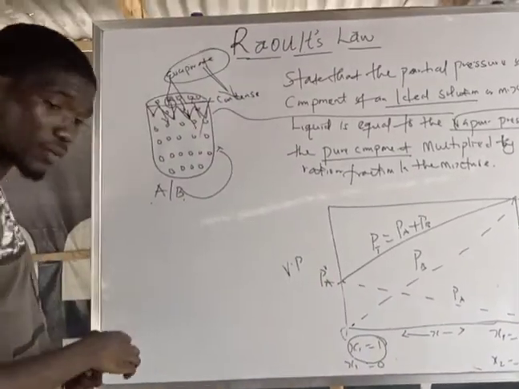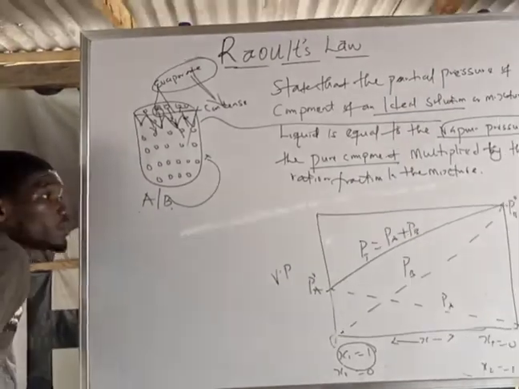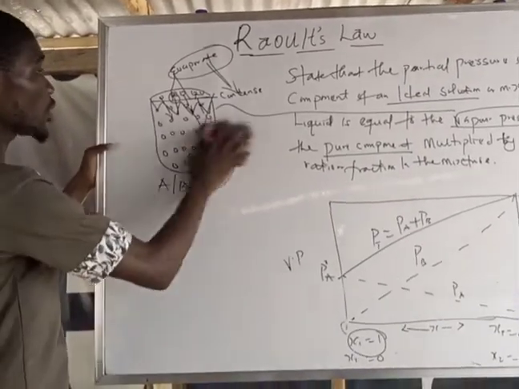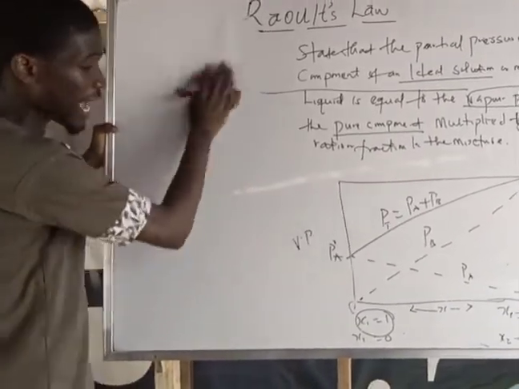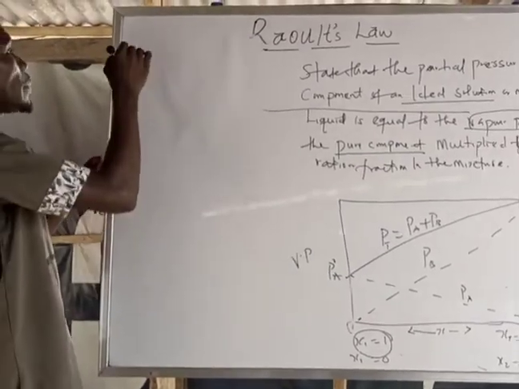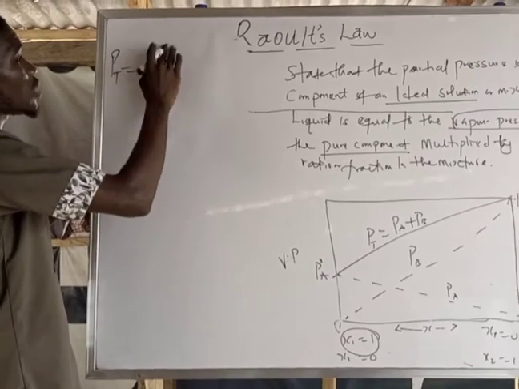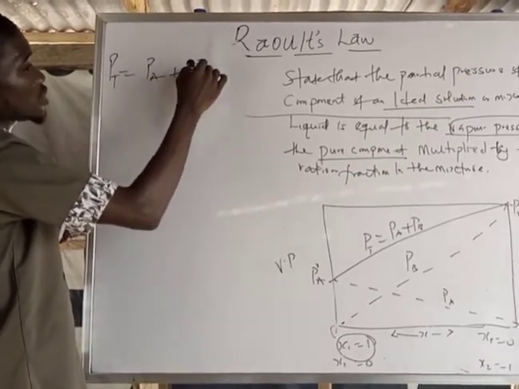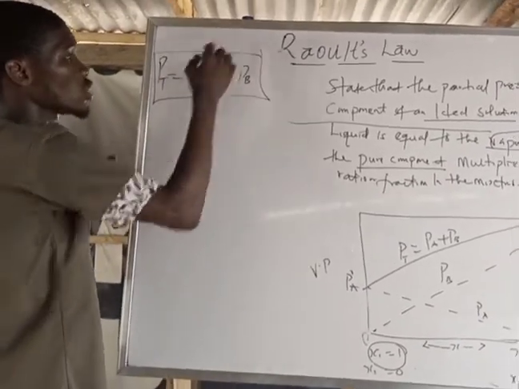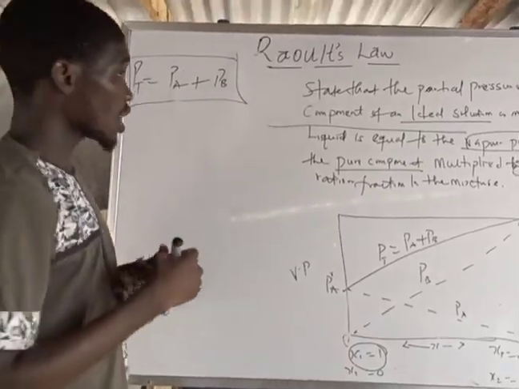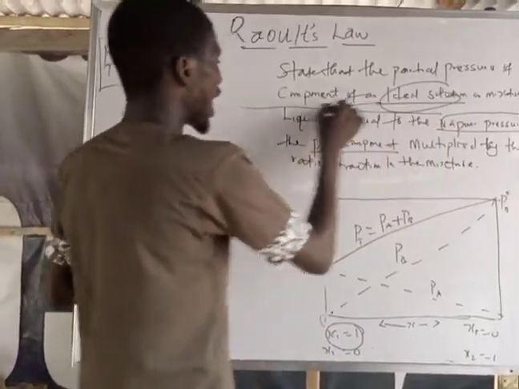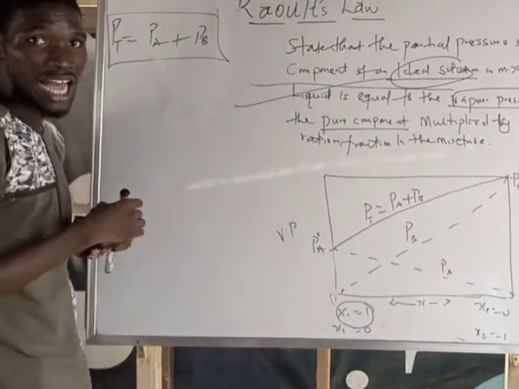So let me prove the law, that is the derivation from the ideal gas. Mind you, from that place we have that our P, which is the total pressure, is PA plus PB. Before we move to this law, I want to use the ideal solution. And what is the meaning of this ideal solution?